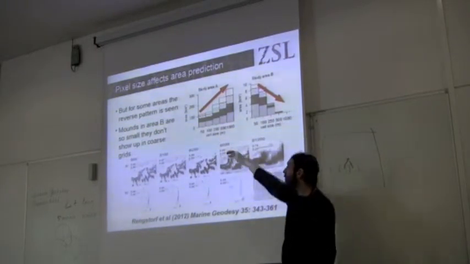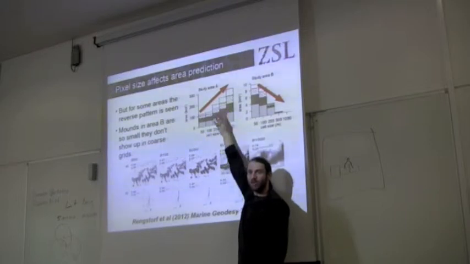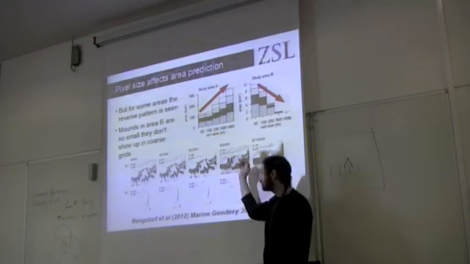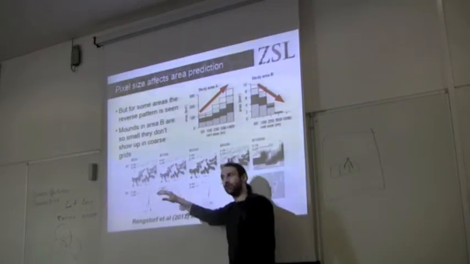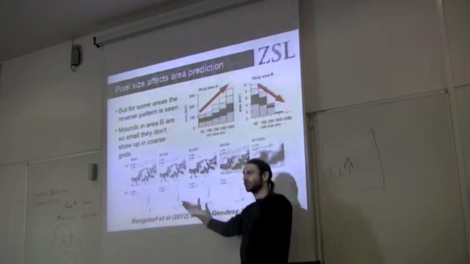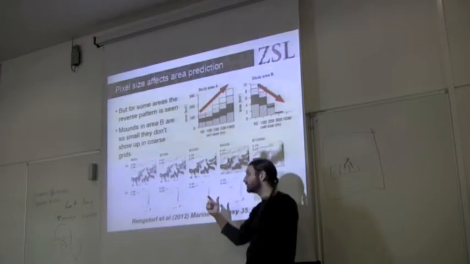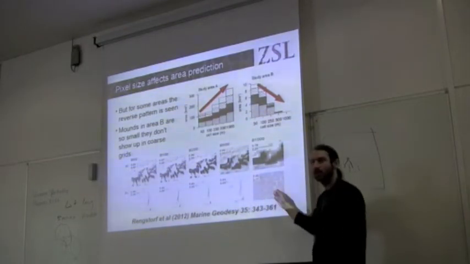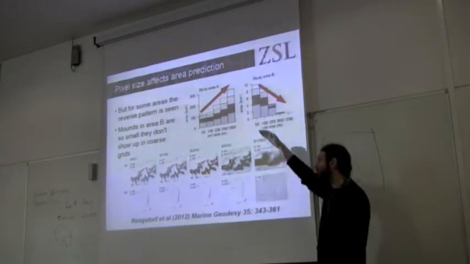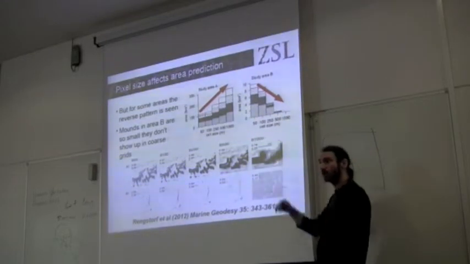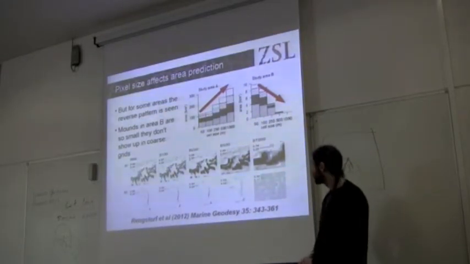So although this is the pattern we most commonly see, it really depends on the characteristics of the species and the area and what's controlling the distribution and the scale that is changing in order to see the pattern that occurs.